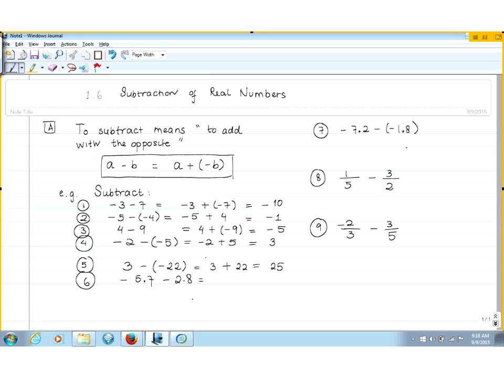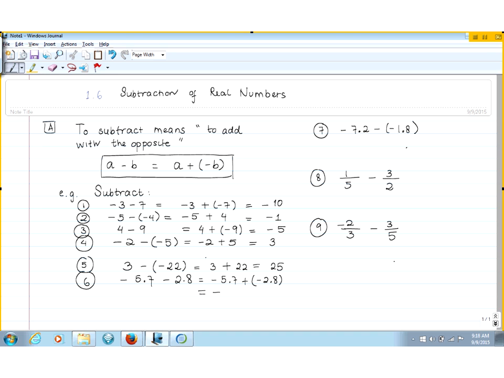What is it? So, what is it? Negative what? Yes, that's right. But which one is the subtraction? Is this negative here a subtraction? How about this negative? So if you want, you could change it. So this is negative 5.7 plus negative 2.8. And then we will add the absolute value.